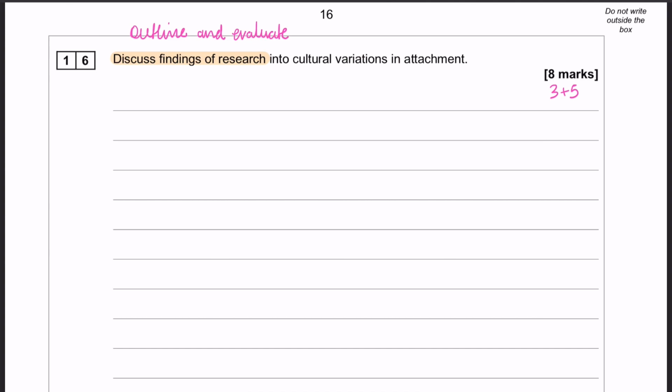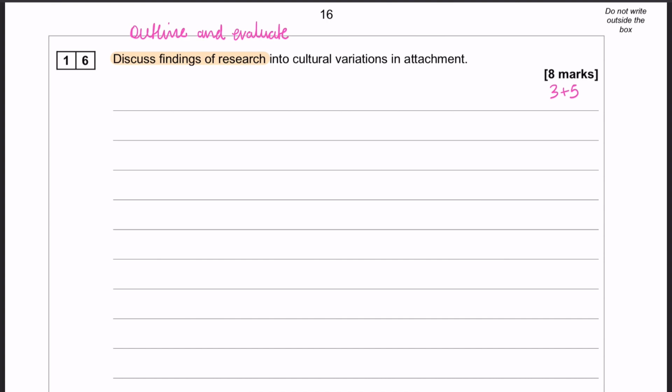Now, the other thing to bear in mind is the wording of the question. It says discuss findings of research, not discuss research. So when you're writing your outline, it has to focus very specifically on what was found and not what was done. You have a lot of options here, depending on what resource you're using and what textbook you're reading and all of this.